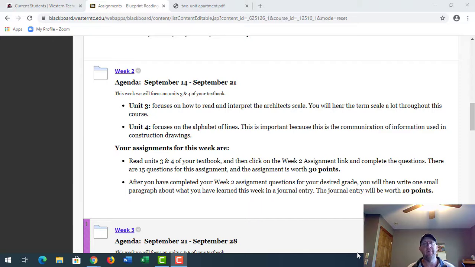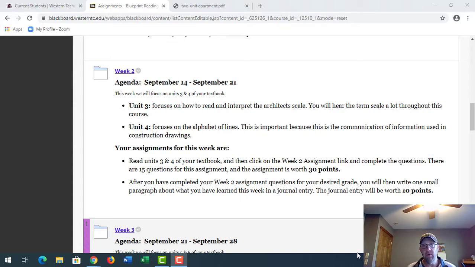3/8 equals a foot, that's another one. So you're going to see those referenced on blueprints, so get familiar with that. Unit 4, I think, is a little bit more important. Unit 4 is focusing on the alphabet of lines. That's some of the communication that we're going to be using in learning how to interpret these construction drawings. So Units 3 and 4 is what we've got on tap this week.